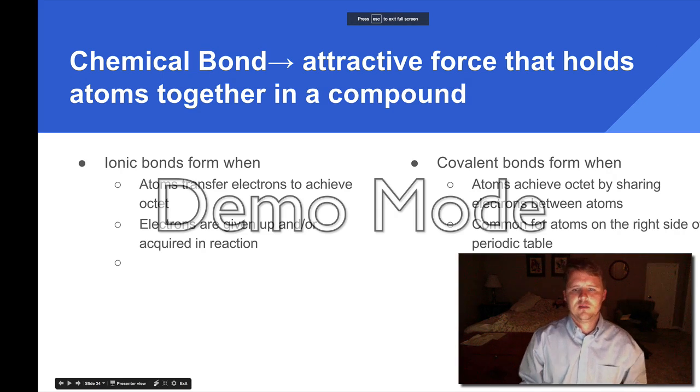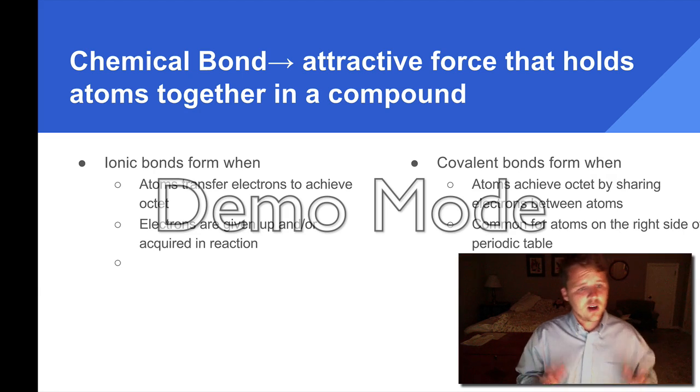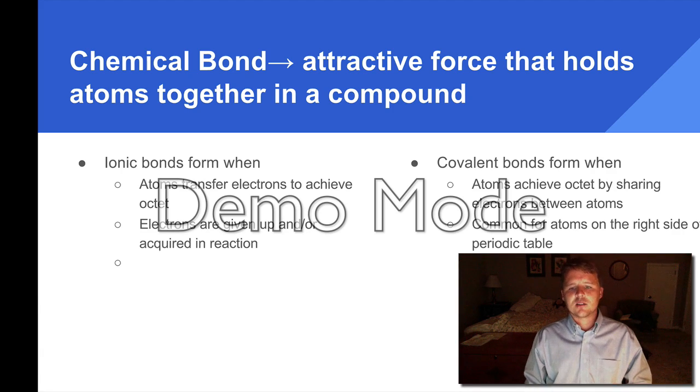Chemical bond is an attractive force that holds atoms together in a compound. So we got 2 types of bonds here. We have ionic bonds and covalent bonds. Guess what? They're different types of bonds. Guess what? Good test question right here. So we have ionic bonds, which form when atoms transfer electrons to achieve an octet. Electrons are given up and or acquired in the reaction.